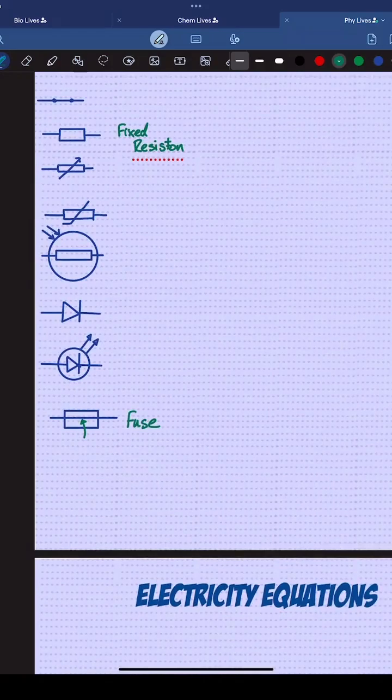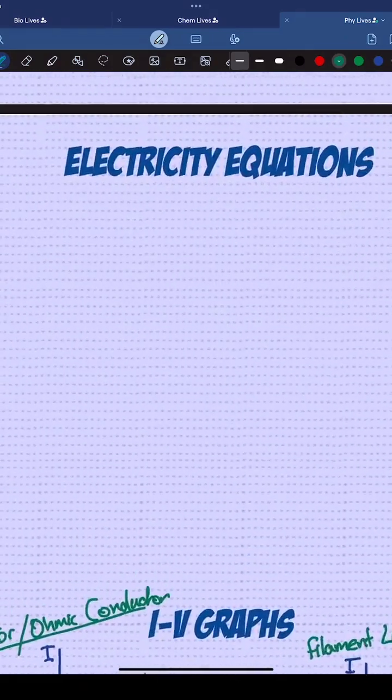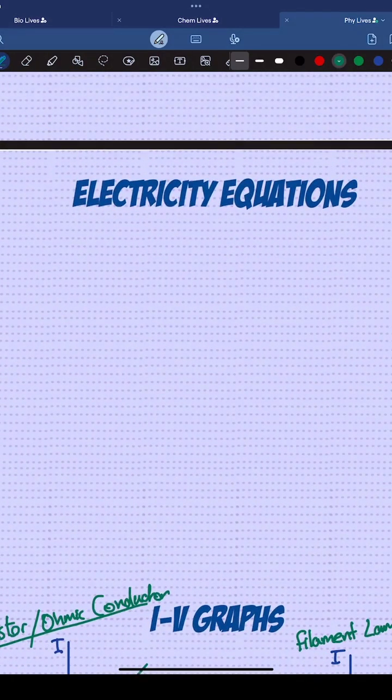Next, we have another question. So here, we've got a calculation question. Calculate the charge that flows through. So let's write down all the equations that we need to know for electricity. I think there's about 6 of them. Can you guys list out the equations that you know in the electricity topic? I'll write them all down.